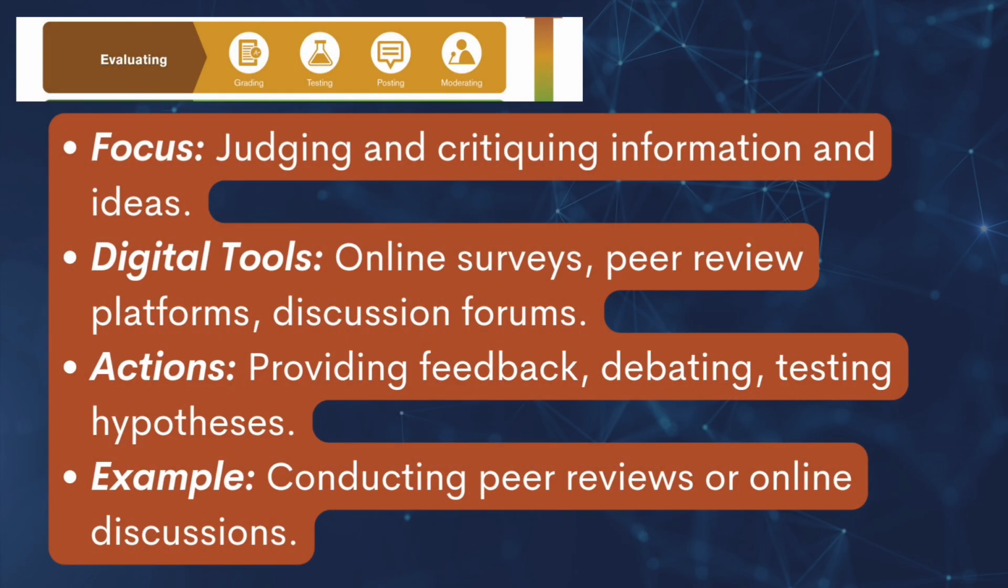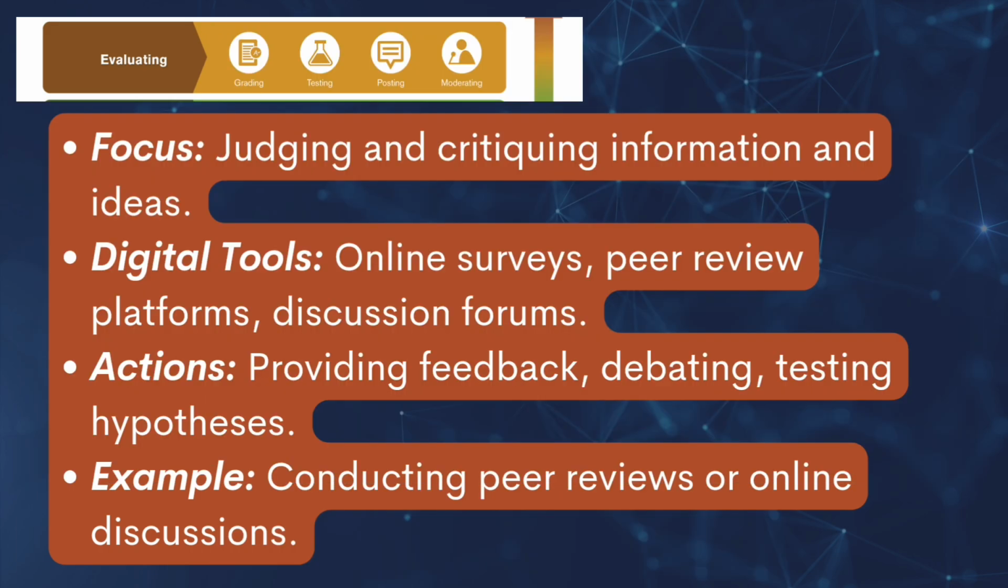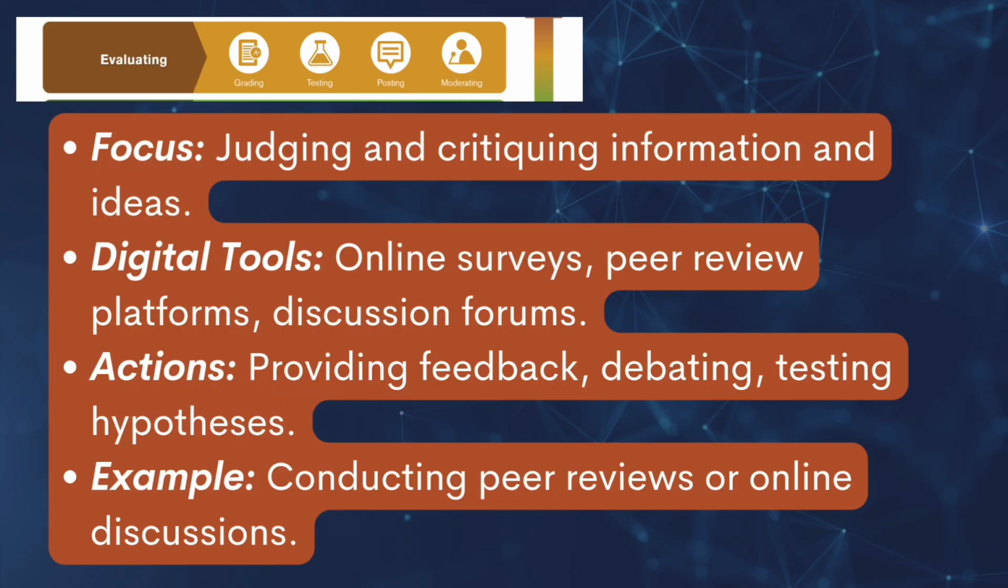Moving up, we have the evaluating level, where students judge and critique information and ideas. Digital tools like online surveys, peer review activity platforms, and discussion forums can facilitate this process. Students can use an online survey to gather feedback on their work, or they can engage in a peer review activity using a collaborative platform. These digital tools allow for meaningful feedback and critiques, which are essential for the evaluation stage.